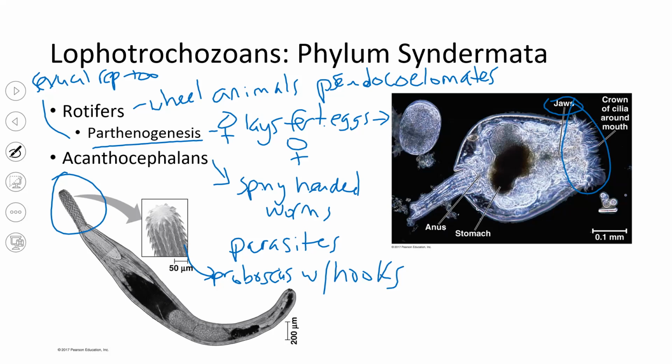Again, very, very small, but still they're animals because they need characteristics of being an animal instead of a protist.